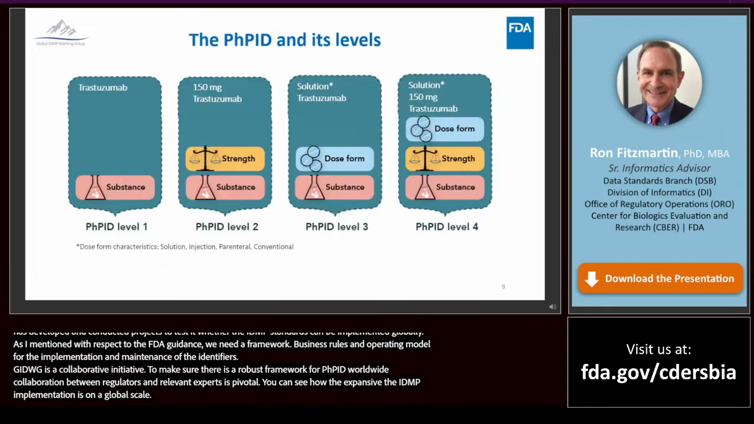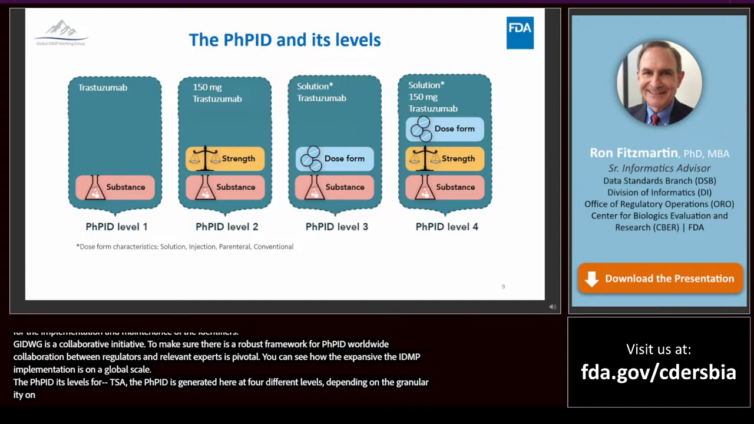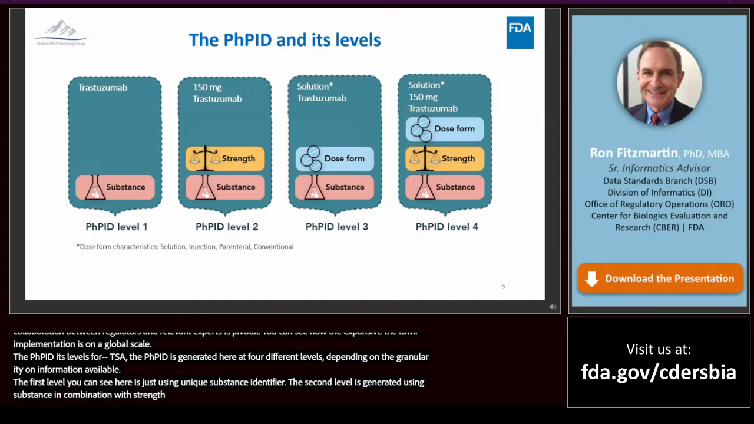The PHPID and its levels for trastuzumab. The PHPID is generated here at four different levels, depending on the granularity of the information that is available. The first level you can see here is just using unique global substance identifier. The second level is generated using substance in combination with strength. The third level is generated using substance identifiers in combination with dose form.